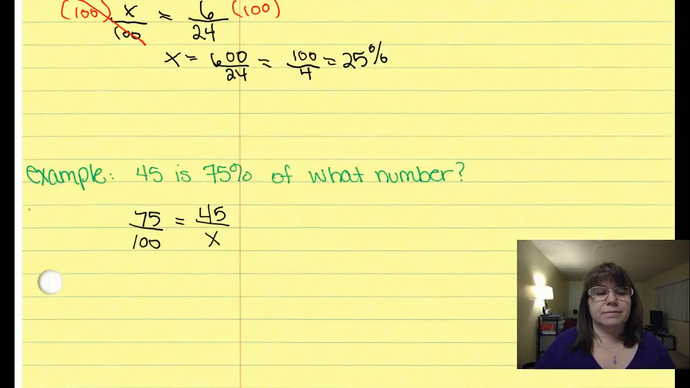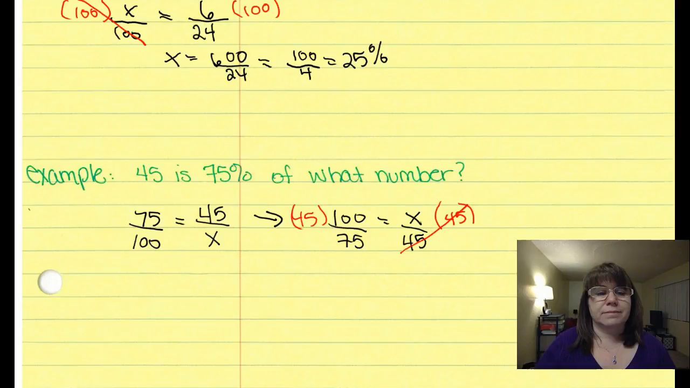So the first thing I'm going to do is multiply both sides by x. Okay? Or, here's a trick, flip them both. If you flip both sides, the x becomes on top, and that's totally allowable. So if I flip it, it's going to be 100 to 75 equals x to 45. Now my x is on top. I flip both sides, so that's legal. I need to isolate my x, so the way I'm going to do that is first multiply by 45 to both sides.